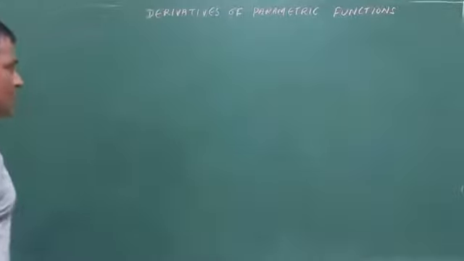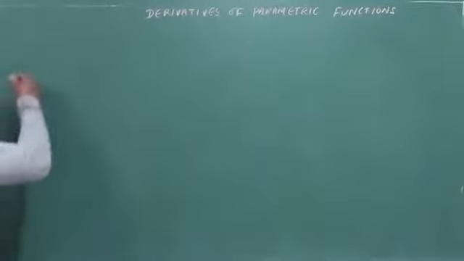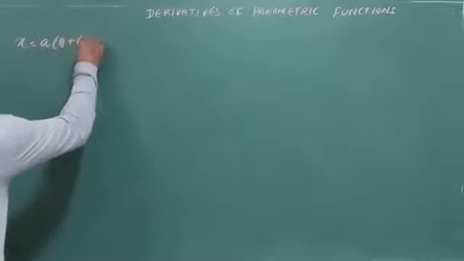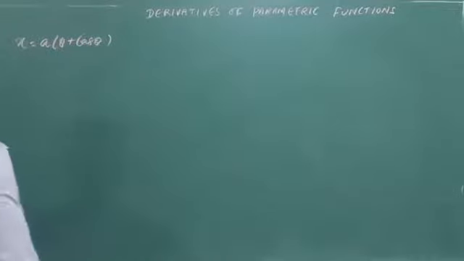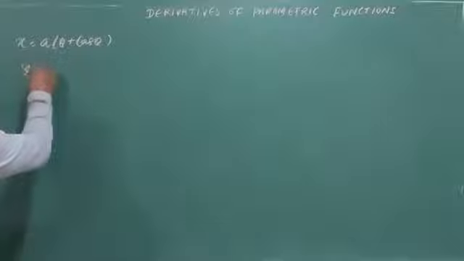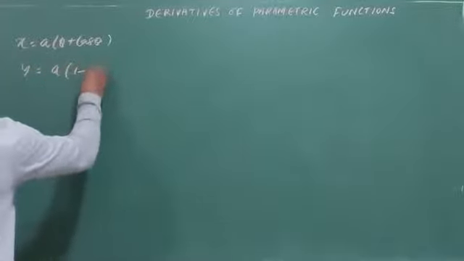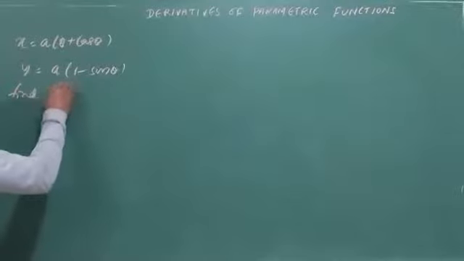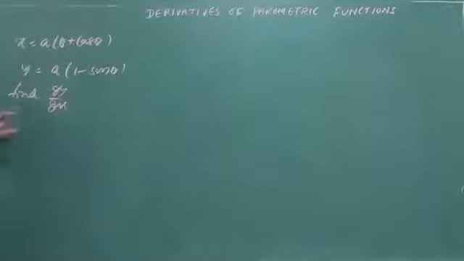Now, for example, if I take x equals a into theta plus cos theta and y equals a into 1 minus sin theta, find dy by dx. In all these cases we will find dy by dx. I will not write down every time: find dy by dx.